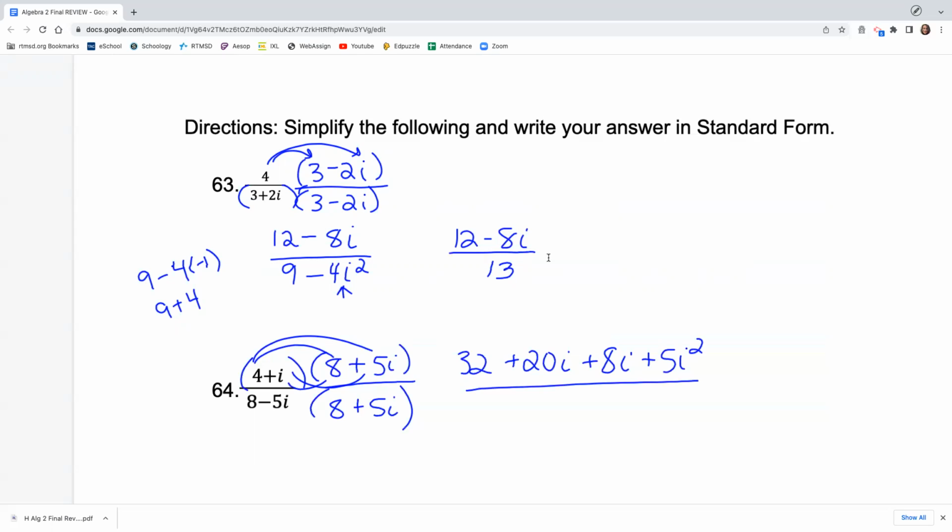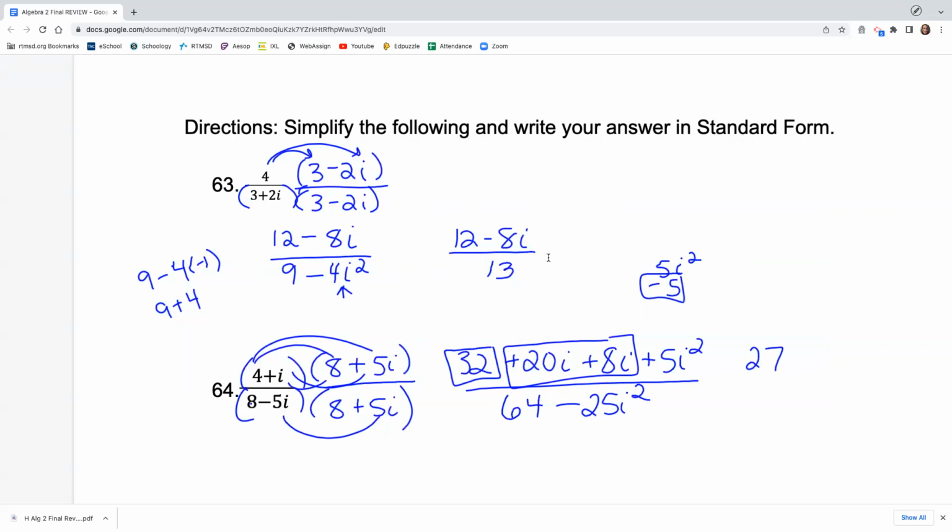The denominator, only first and last because they're conjugates. 8 times 8 is 64 minus 5i times 5i is 25i squared. Time to simplify. So in the numerator, a couple things we can do. 5i squared, I really know is going to be equal to -5. So we're going to be basically taking 32 and subtracting 5. 32 minus 5 is 27. Combining like terms at the top, 20i plus 8i is 28i.